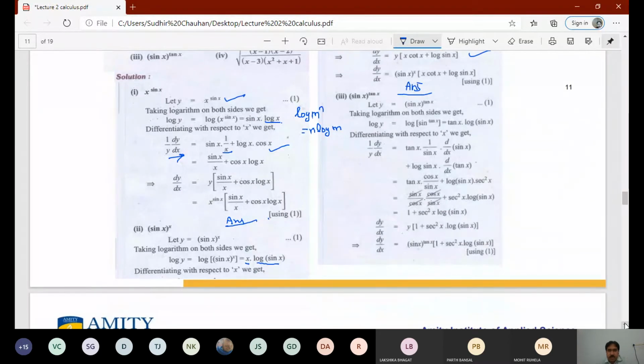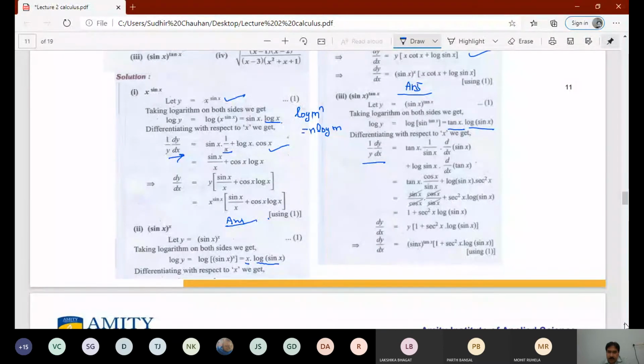Again the next question is (sin x) raised to power 10x. So again we'll take y is equal to this, then log y is this. So we'll get a product of 10x and log sin x. Differentiating, we get, so one by one differential is there. First we'll differentiate log sin x and then summation, and next time we can differentiate 10x.